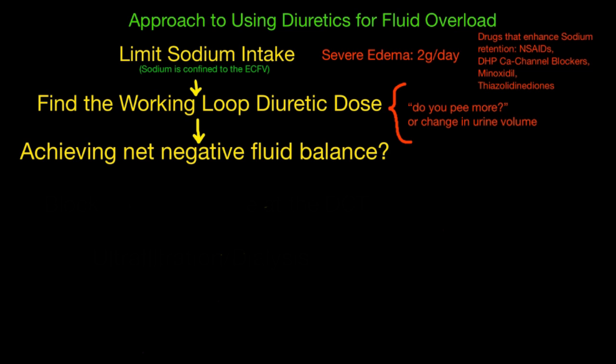So let's assume that you've found the working loop diuretic dose. So maybe you had to double the dose or escalate the dose until you found the one that works. Our next question is, are we actually achieving net negative fluid balance?